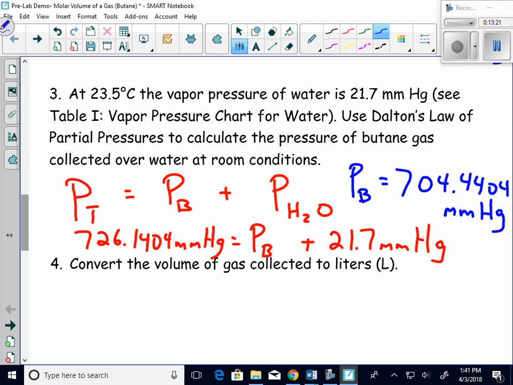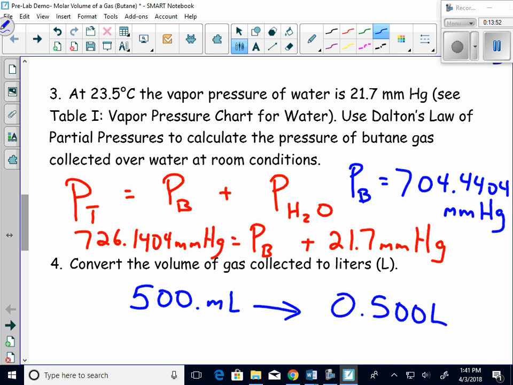Now, problem number 4 says, convert the volume of gas to liters. Well, in my original problem, how much gas did I collect? If you go back and look at the start, it says 500 milliliters. Well, if I convert that to liters, what is that? 0.500 liters.